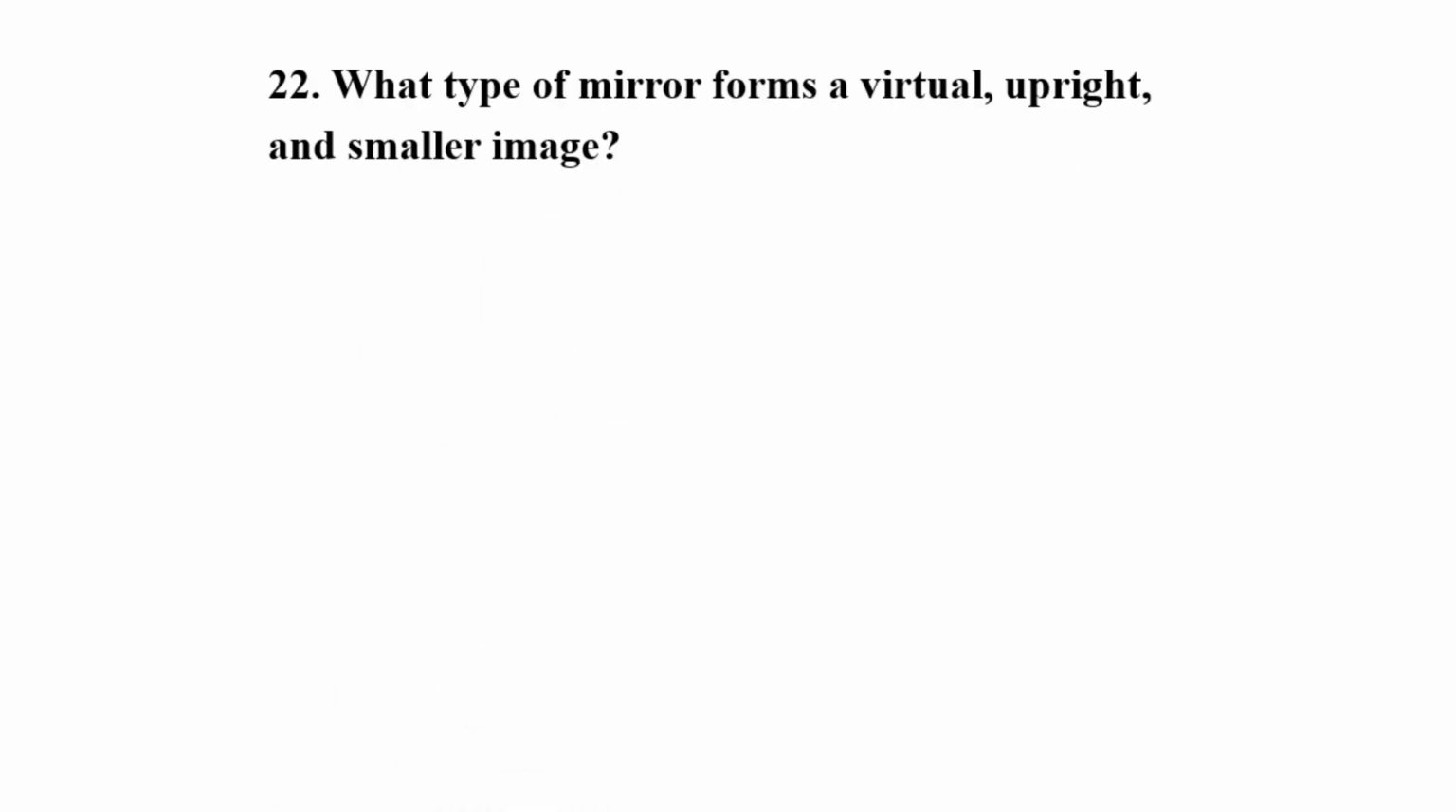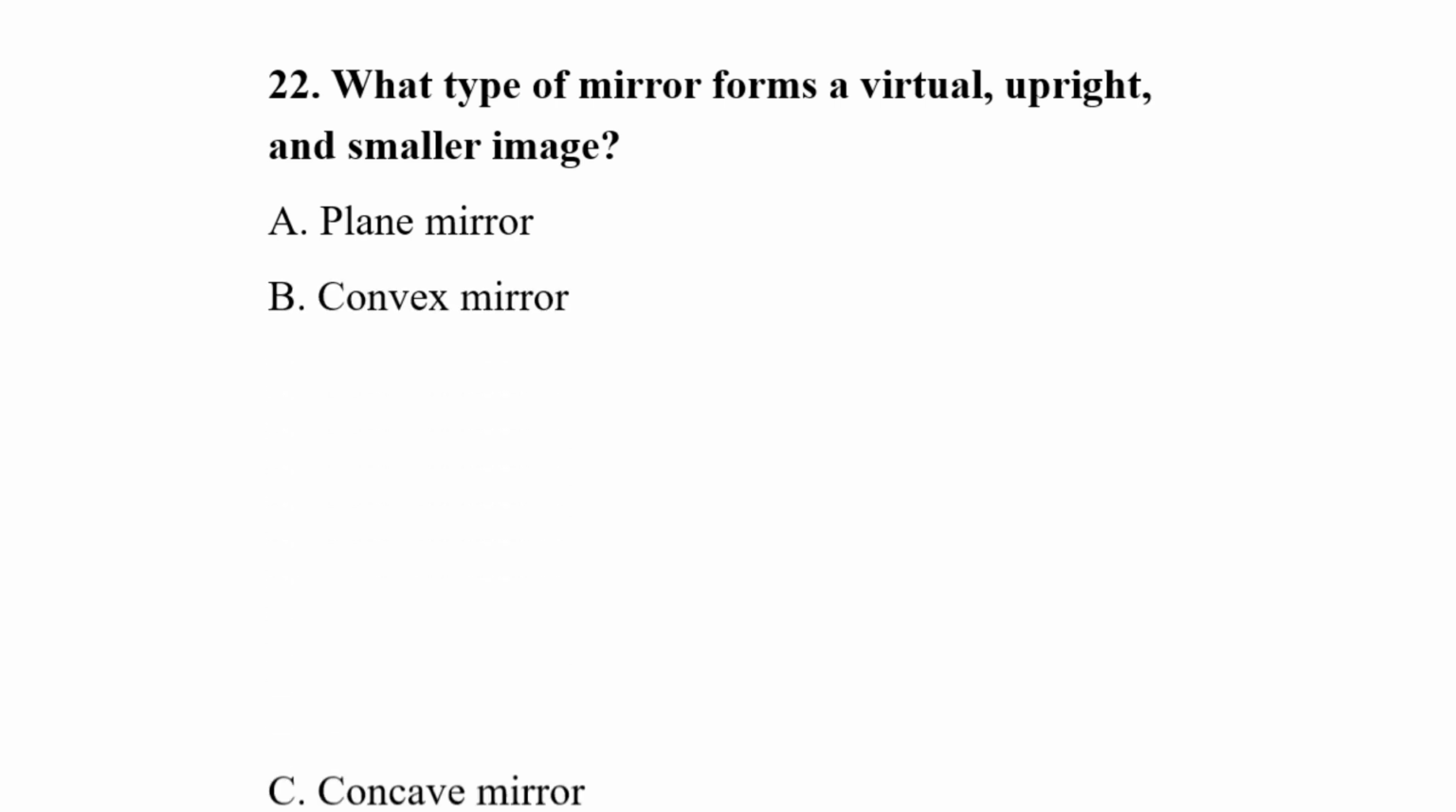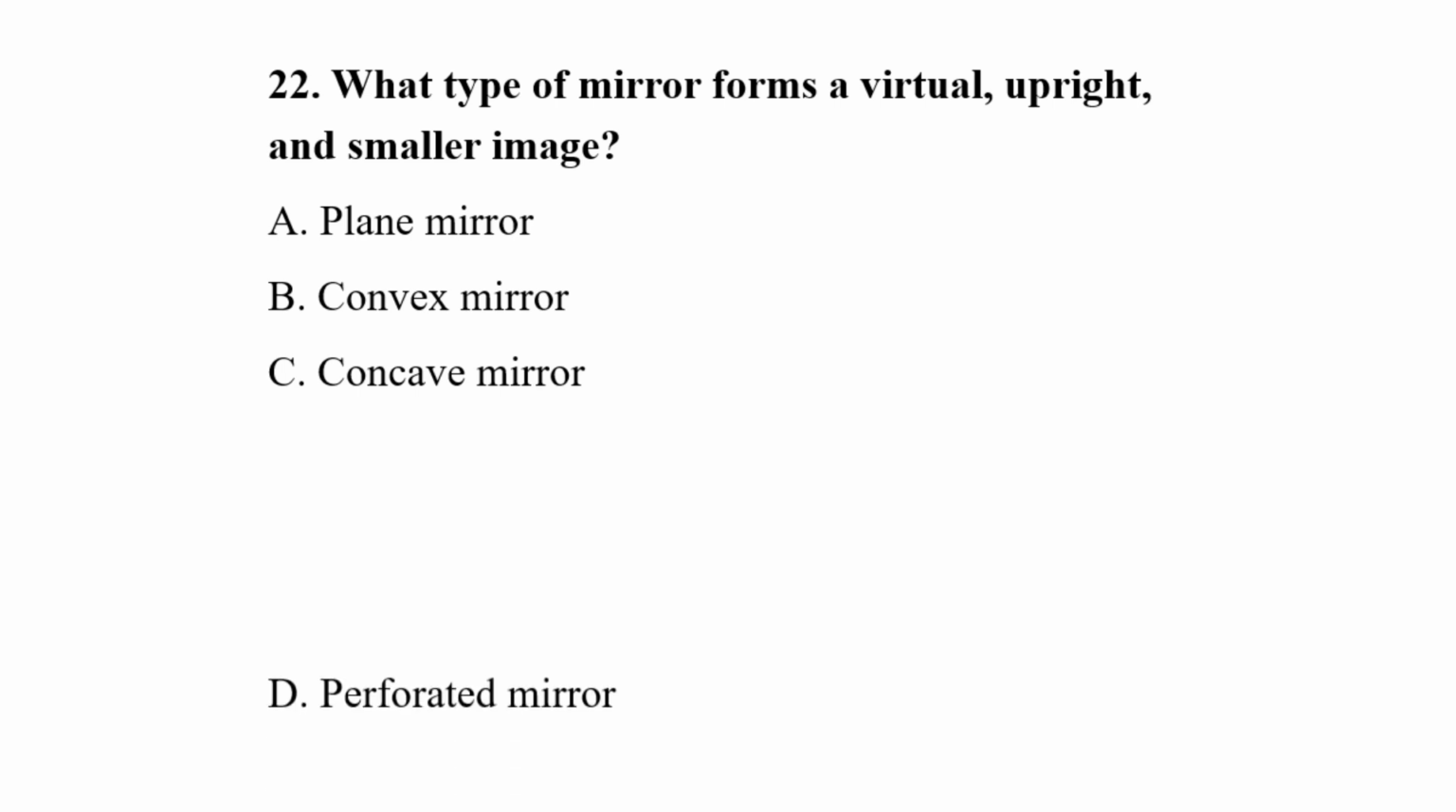Question number 22. What type of mirror forms a virtual, upright, and smaller image? A. Plane mirror, B. Convex mirror, C. Concave mirror, D. Perforated mirror.